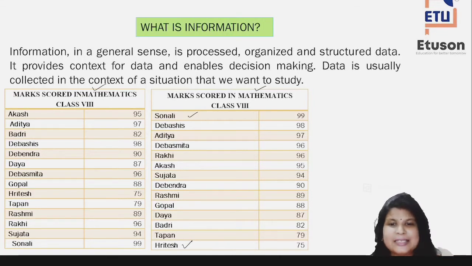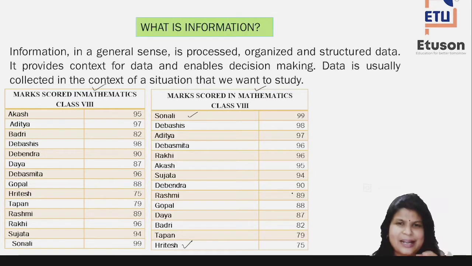Correct or not? Easily, by arranging it in a systematic way, in a structured way, in an organized way, you can collect all this information. So now, can you distinguish between data and information? Data is just a number. When you arrange it in an organized way, depending on the situation, it becomes information. Okay, children? Now, let us understand how this data can be represented pictorially. That means in terms of picture.